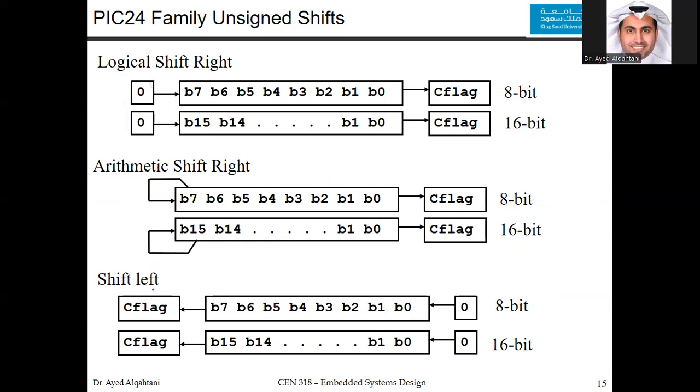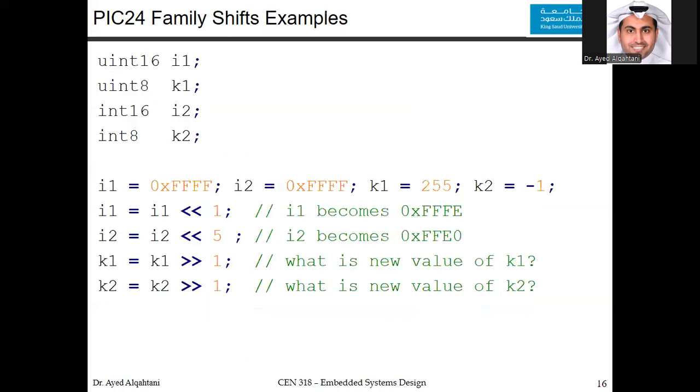Now, for the left, if you are shifting to the left, it doesn't matter whether it's logical or arithmetic, because you will always have 0 introduced in the least significant bit, which doesn't indicate the sign like the right. And because you have it here, you just drop the last bit. To understand this better, here's some examples.